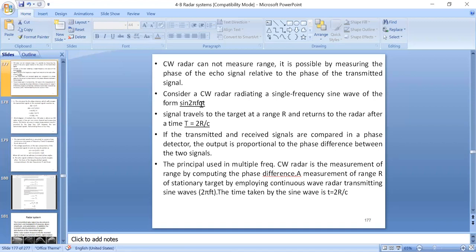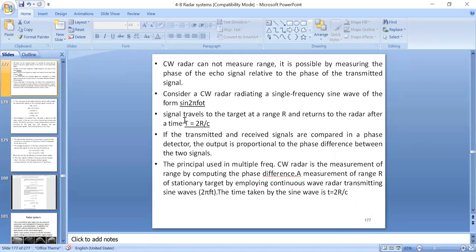So consider a continuous wave radar radiating a single frequency that is represented as sine 2 pi f naught t. If you consider a continuous wave radar transmitting the frequency of sine 2 pi f naught t, and the signal reaches the target, observe here the concept. Now the signal hits the target and returns back to the radar system as an echo signal.